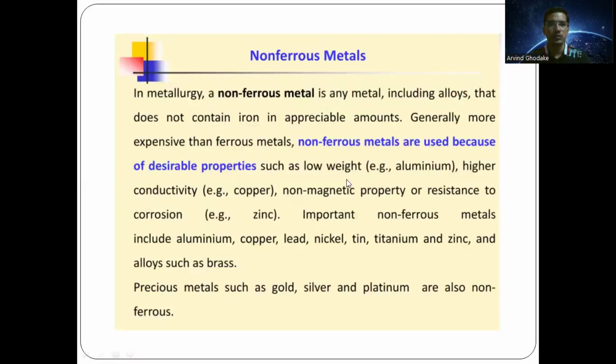In metallurgy, a non-ferrous metal is any metal, including alloys, that does not contain iron in appreciable amount, that is, iron is not the major base metal. They are generally more expensive than ferrous metals. Non-ferrous metals are used because of their desirable properties such as low weight, for example aluminum, higher conductivity, for example copper, non-magnetic property, or resistance to corrosion, for example zinc. Important non-ferrous metals include aluminum, copper, lead, nickel, tin, titanium, zinc, and alloys such as brass.